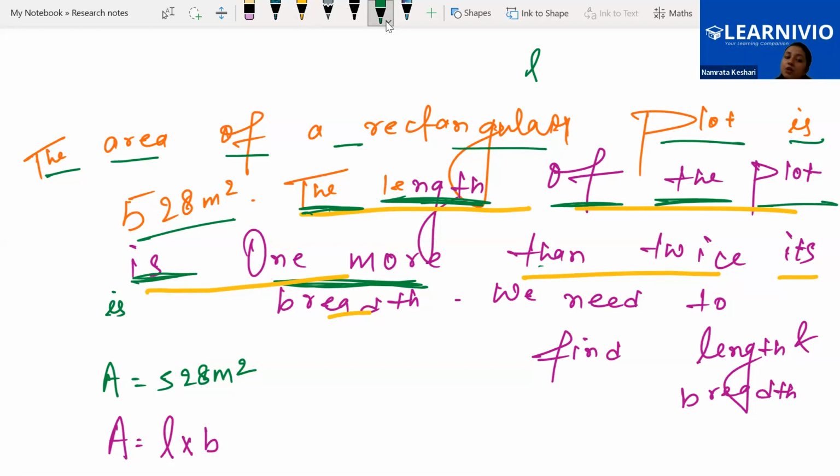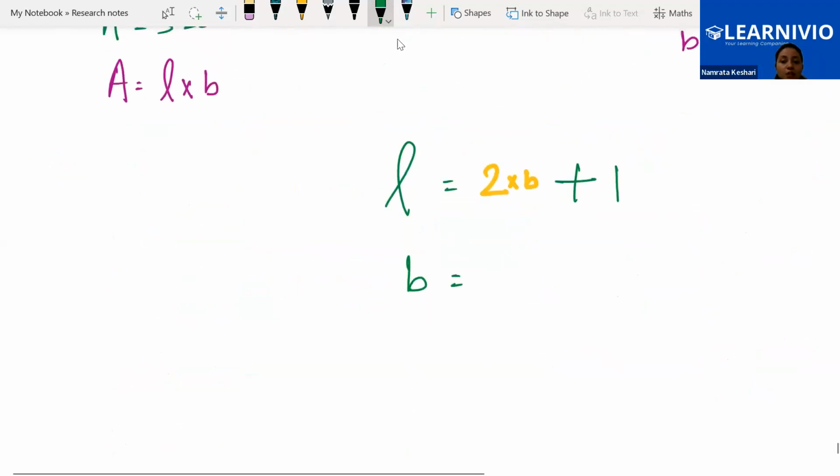"Is" means is equal to, as we discussed the previous day. So length is equal to one more, and one more means plus one to something. What is that something? We have to figure it out here. One more than twice, and twice means two times, two into its breadth. So length is one more than twice its breadth. This is how we can write it.